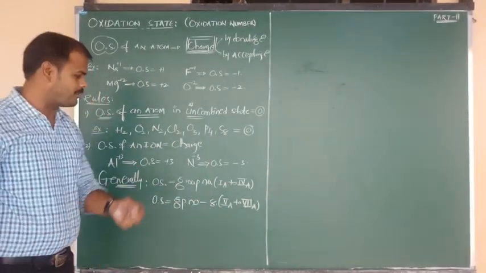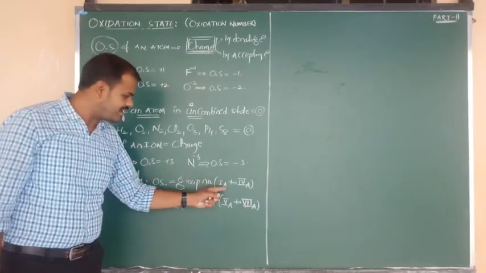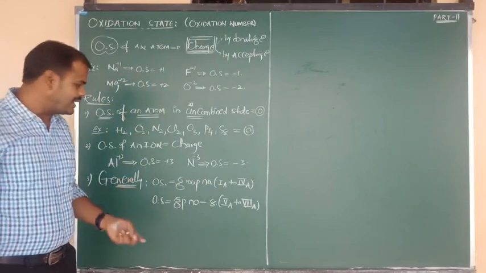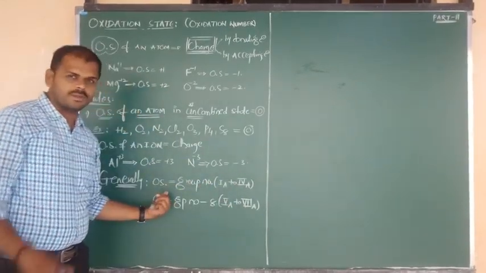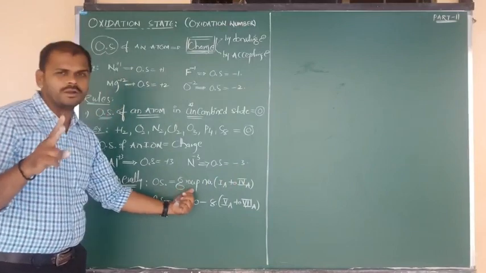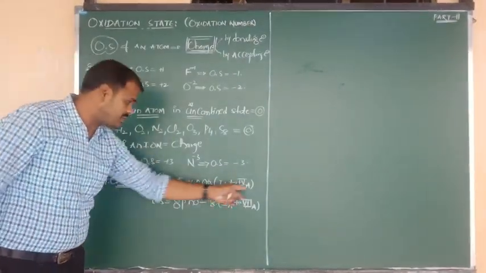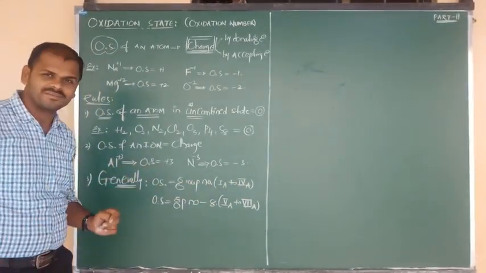Sir, how? First, suppose oxidation state equals group number. Sodium, 1A group, group number is 1, oxidation state is 1. Magnesium, 2A group, group number 2, oxidation state is 2. Now the first rule is applicable. Aluminium, third group, first rule is applicable. Group number 3, oxidation state is 3, like this.